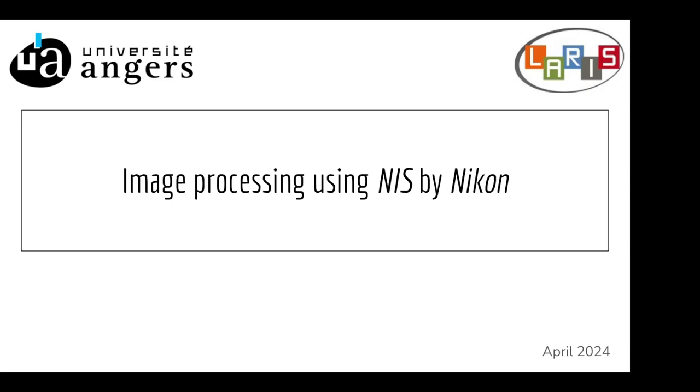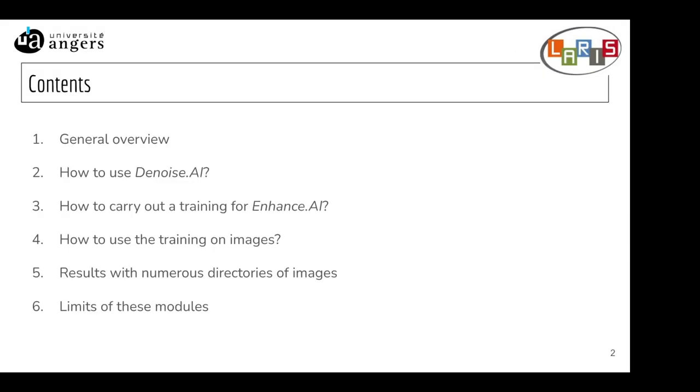So this tutorial will guide you through the essential steps of using two features of the Nikon NIS software. This will be denoise and enhance. Firstly, I'll provide a general overview of the software, then I'll introduce you to the denoise module and how to use it. After that, I'll discuss the trainable module, enhance.ai, and walk you through the process of conducting image training. We'll also explore applying train modules to numerous images, and finally, I'll address the limitation of these modules.